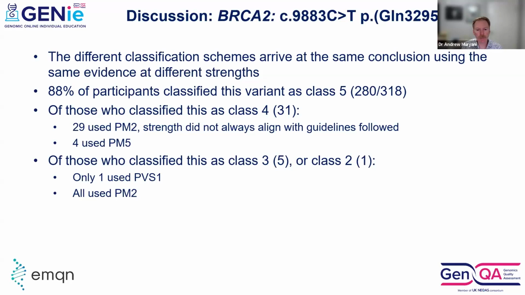And of those who classified this variant as class 3 or class 2, only 1 used PVS1, which makes me wonder if perhaps they weren't aware that they could use PVS1 for this particular variant. I'm not entirely sure why. Maybe because it's in the last exon, or they didn't realize nonsense variants are applicable for the PVS1 decision tree. But that was the main difference for these classifications. Next slide, please.